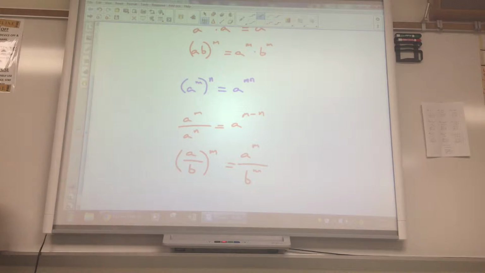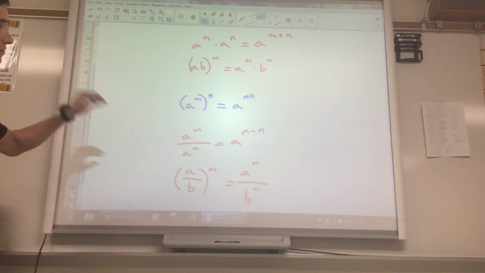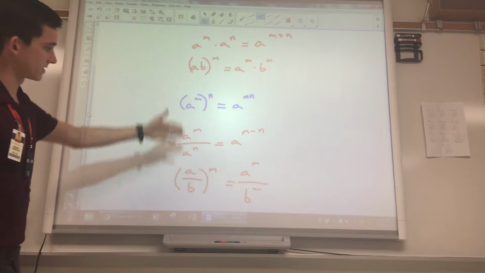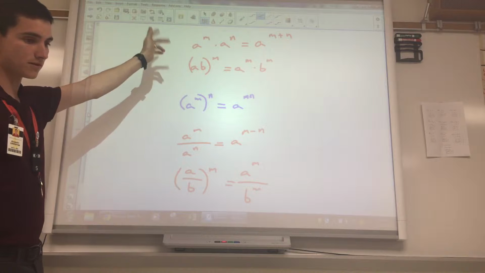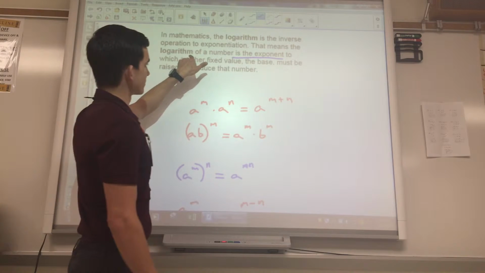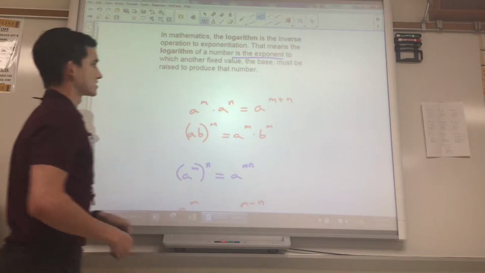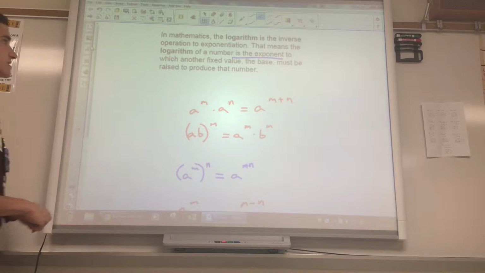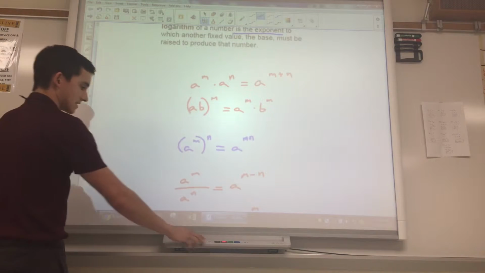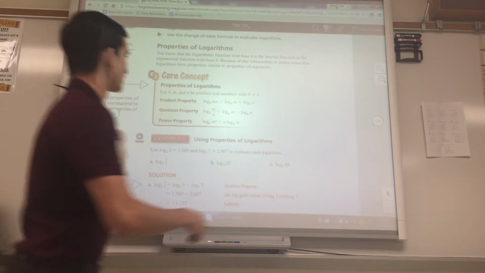Okay, so I just wrote all those back up here because y'all at one point were very familiar with these rules. So if you're looking at all of these, the rules of logarithms are very similar because remember, a logarithm of a number is an exponent. It's the exponent to which another fixed value, the base, must be raised to produce the number that you're taking the log of.